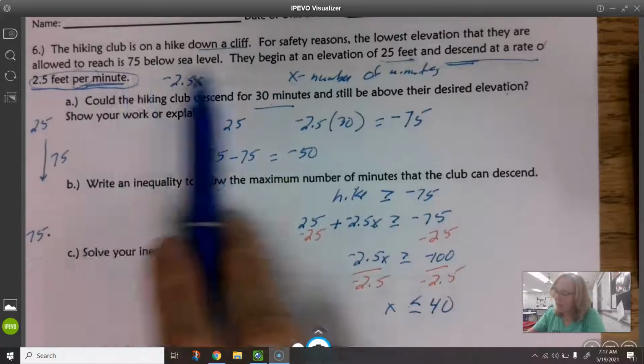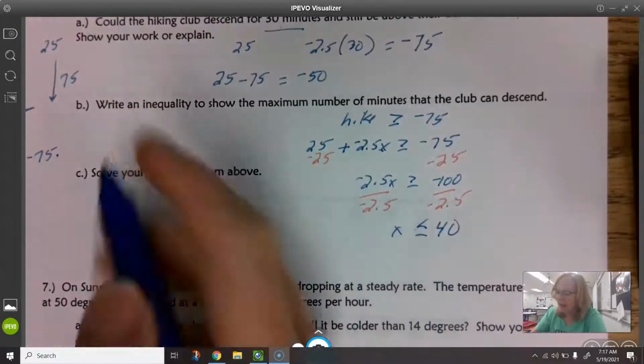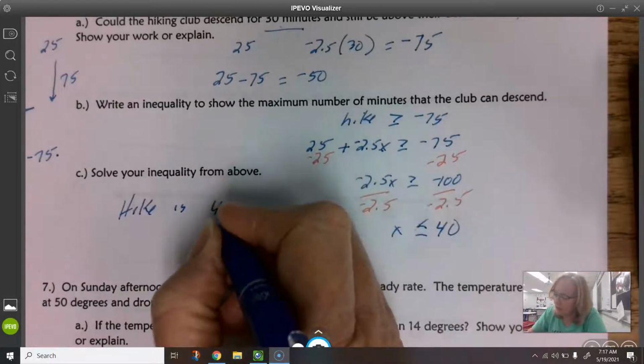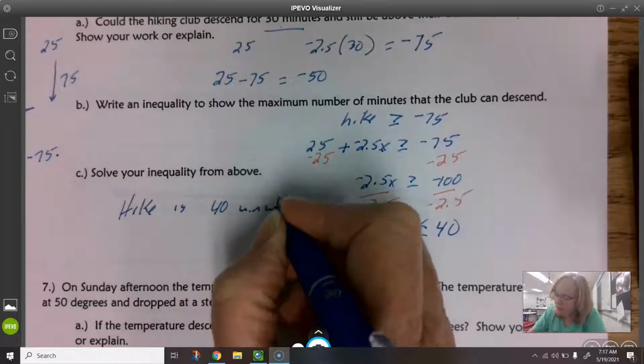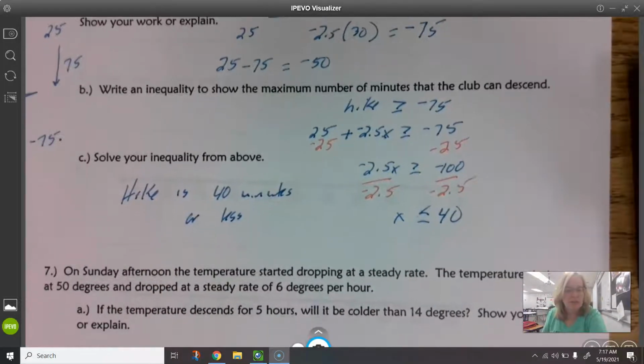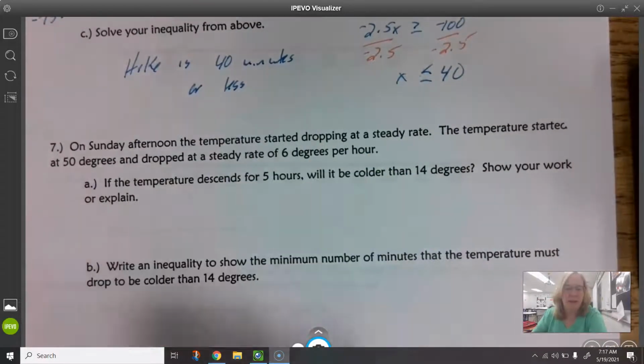So what does that mean? Well, let's look back up. x is the number of minutes. So their hike is 40 minutes or less. Okay, 40 minutes or less. Good. Now that might not include coming back up, blah, blah, blah. We're just talking about going down.